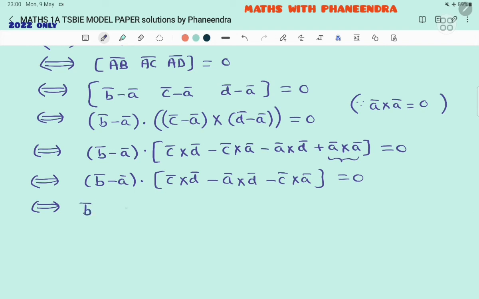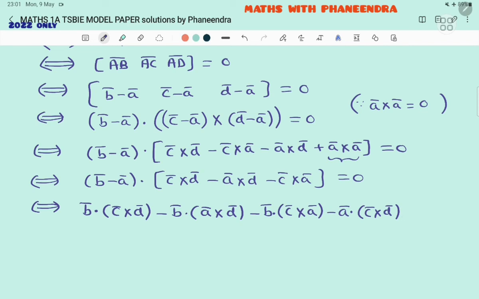So B bar cross B bar dot C bar cross D bar. Next, B bar with this one. So minus is there now. So minus B bar dot A bar cross D bar. Next, minus B bar cross C bar, B bar dot C bar cross A bar. Along with this, minus A bar also. Each and every minus A bar dot C bar cross D bar.